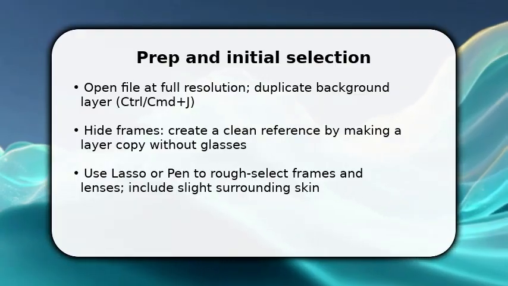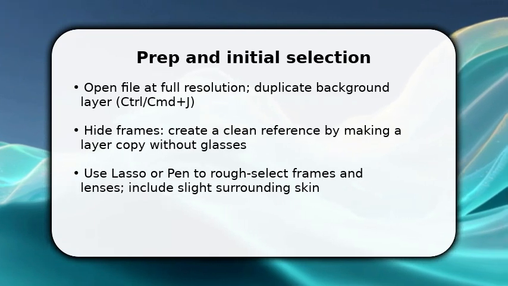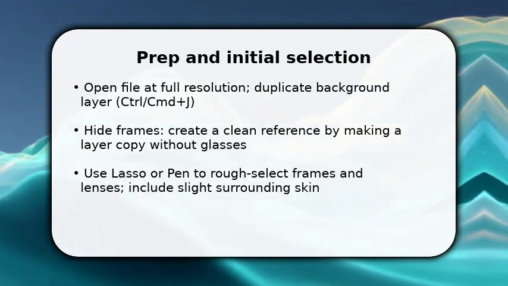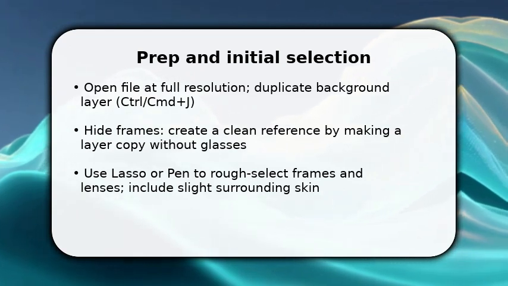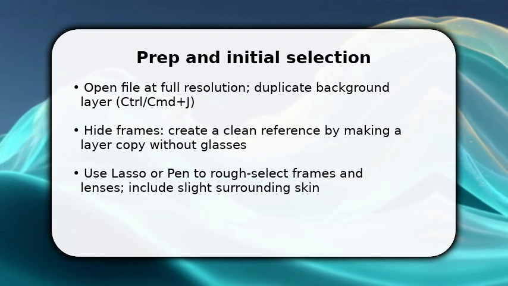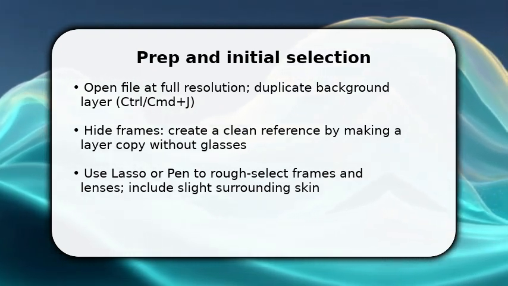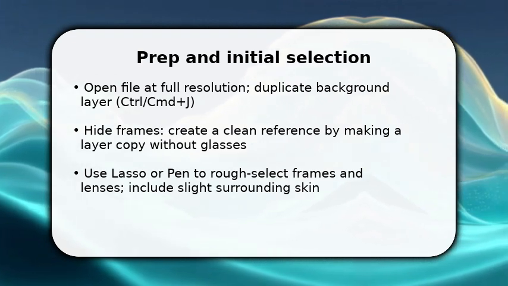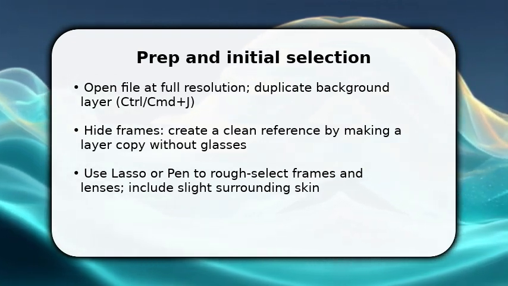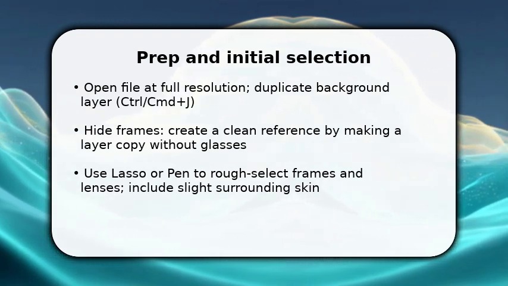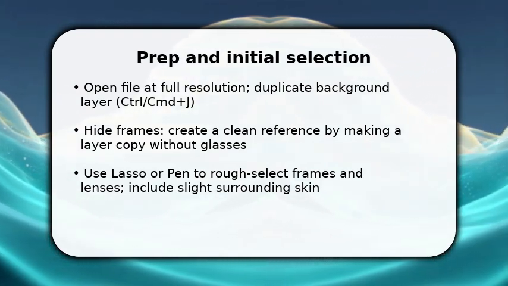You start by preparing the file so edits are non-destructive. Duplicate the background and work on that copy. Use a lasso or pen to make a careful rough selection around each lens and frame, extending slightly into surrounding skin to avoid sharp edges. Once done, feather the selection 13px and create a layer mask. This isolates the glass so you can paint, sample, and clone without affecting the rest of the face.